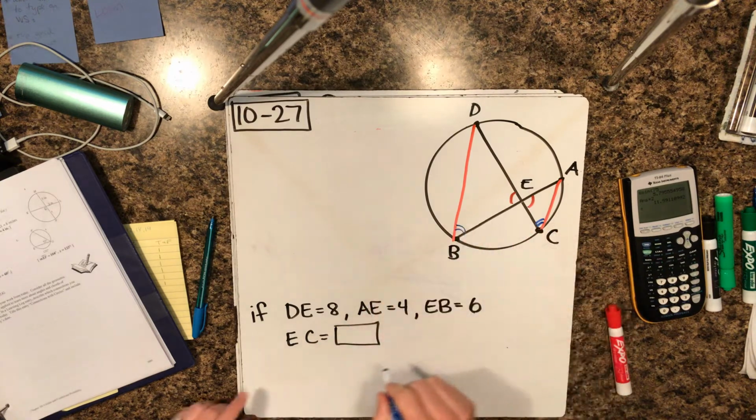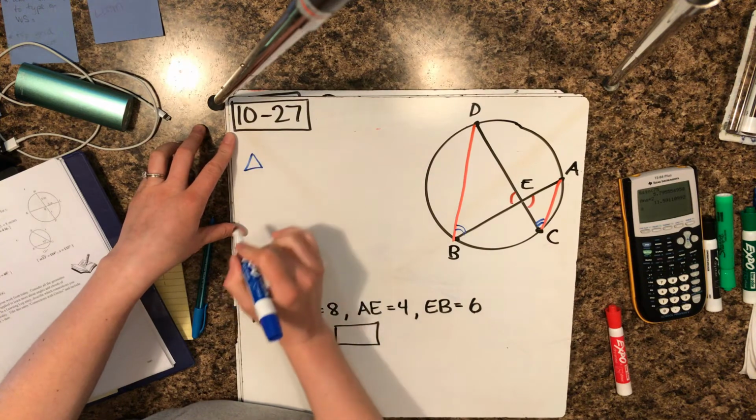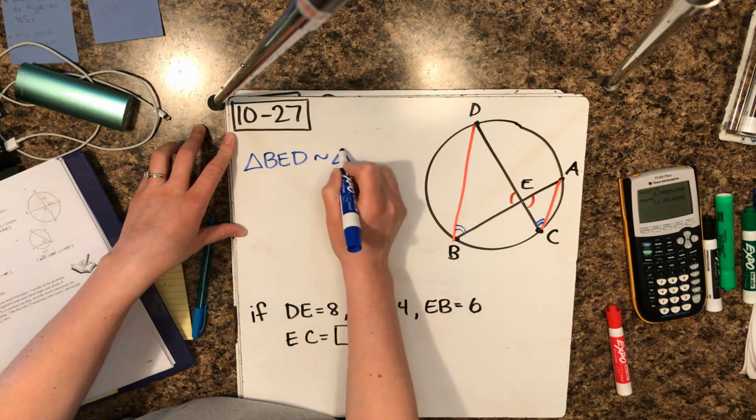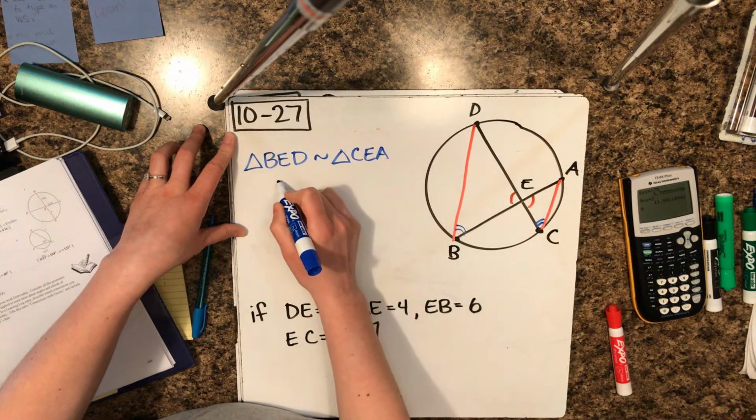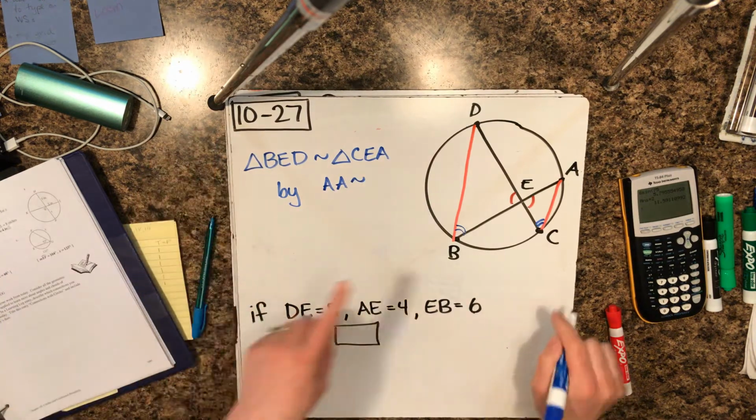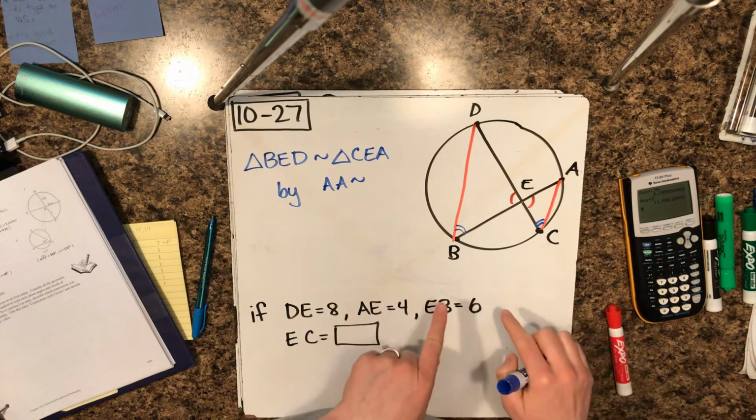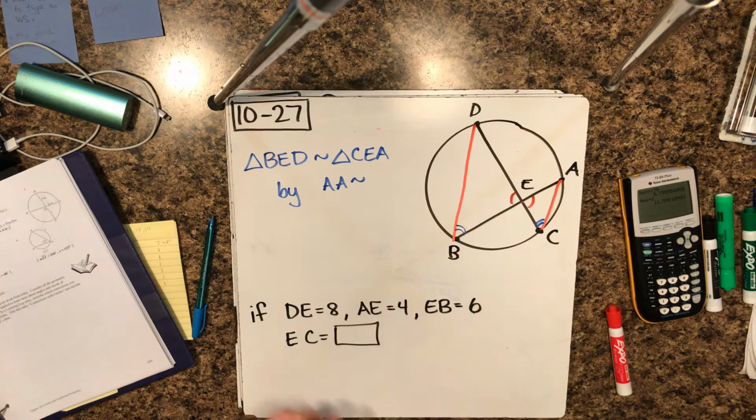So what we just proved, okay, without doing a formal proof, is that triangle BED is similar to triangle CEA, and our reason is angle-angle similarity. So remember, if two triangles are similar, we can then use that idea to set up proportions to find missing sides of the triangles. Here's what I mean.